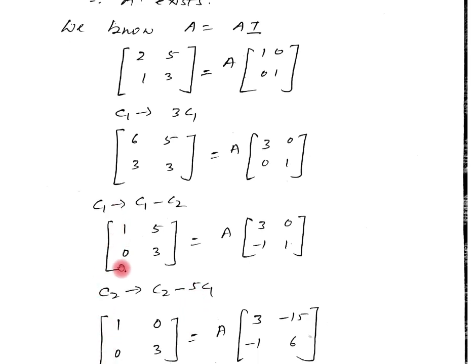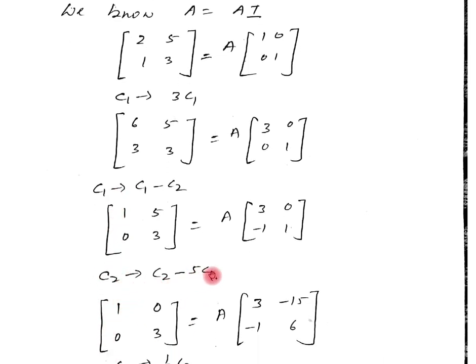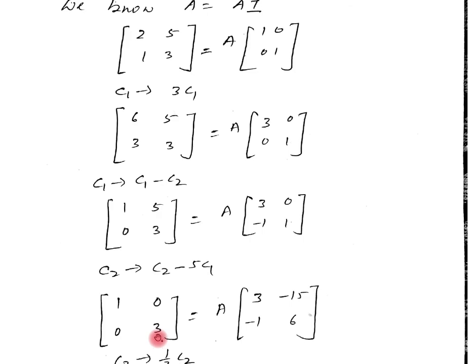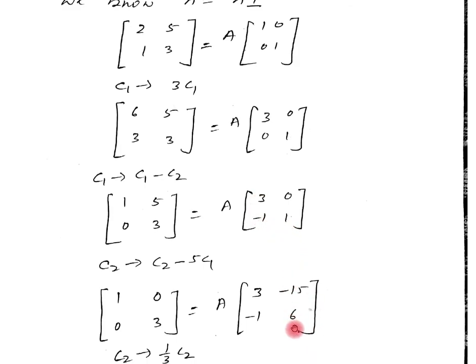So the first column will remain as it is, because we have to apply the operation in C2. Now 5 minus 5 is 0, and 3 minus 0 into 5, 0, so 3 minus 0 is 3 as it is. And applying the same operation here, the first column will remain as it is. C2 minus 5 times C1. So 0 minus 15, minus 15. 1 minus minus, plus, it becomes 6.